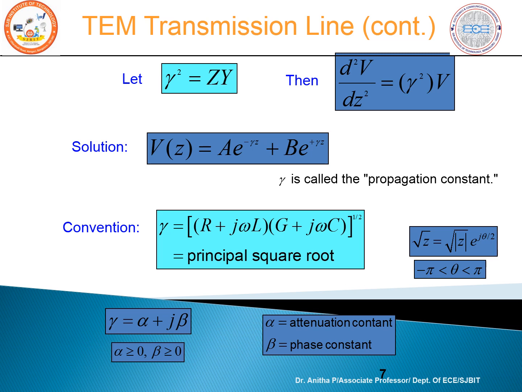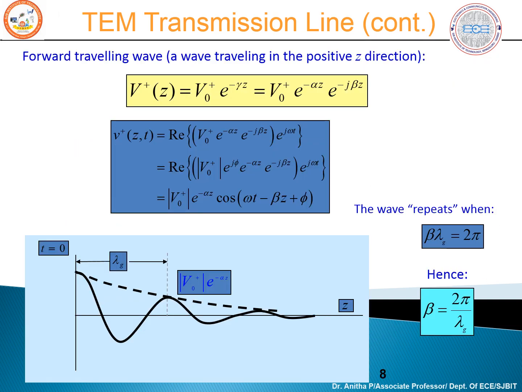Gamma, if I want to determine, is the square root of z into y, and we will have that as a complex quantity. You'll have a magnitude and phase. So alpha we call the attenuation constant, and beta we call the phase shift constant. This second order differential equation will have a solution consisting of two components. First component is a into e power minus gamma z, and b into e power plus gamma z. This consists of an incident and a reflected wave, and that is the solution.